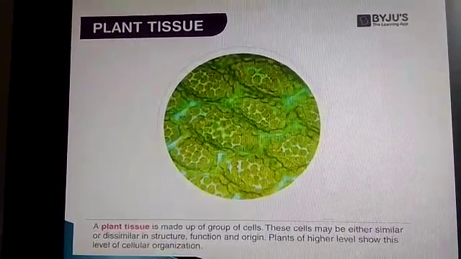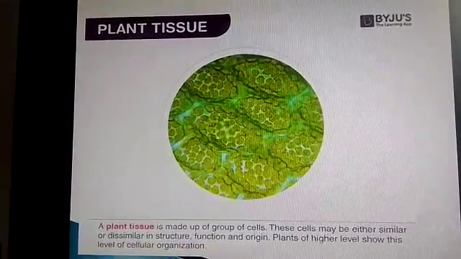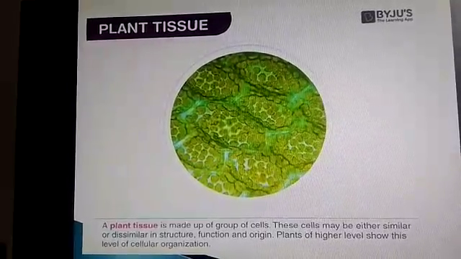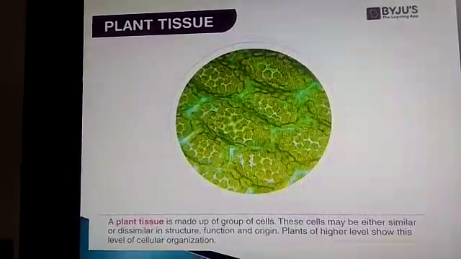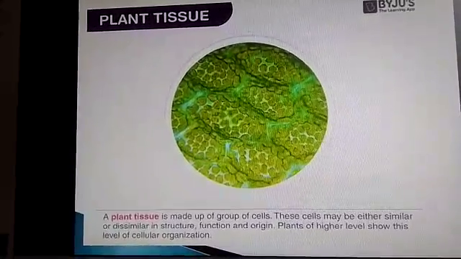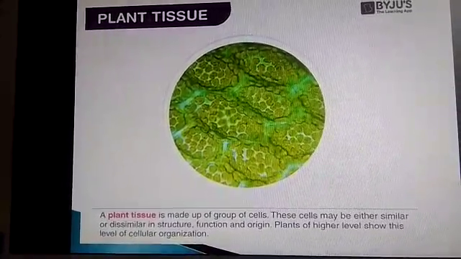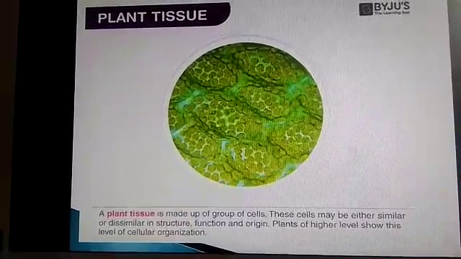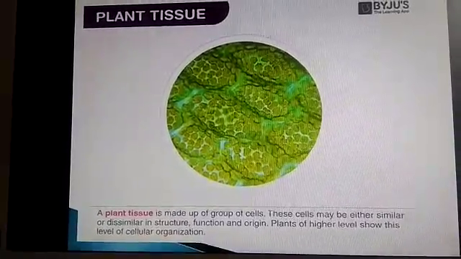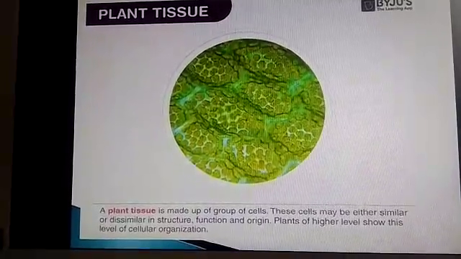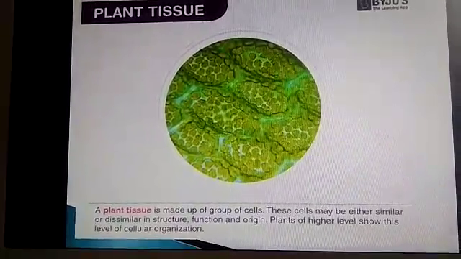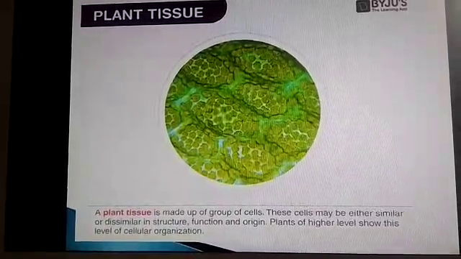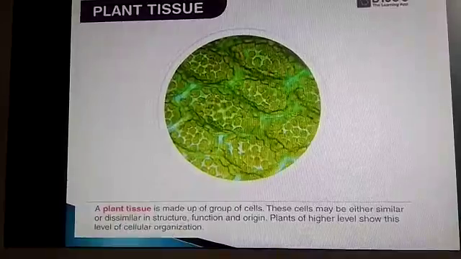So till now we are in the organization level. In the organization level we are discussing the tissues, as we discussed how the tissues will form, and now we are going to discuss the plant tissue. A plant tissue is made up of a group of cells. These cells may be either similar or dissimilar in structure, function and origin. Plants of higher level show this level of cellular organization.